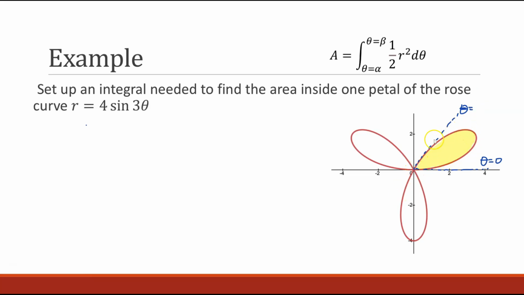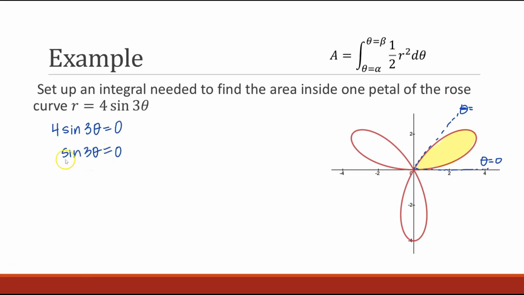I have to figure out what angle takes me back to the pole, to the origin. So to do that, I'm going to need to set my curve equal to 0. So I need to solve when does 4 sine of 3 theta equal 0. So I can divide both sides by 4. I have sine of 3 theta is equal to 0. So how do I solve this type of trig equation?